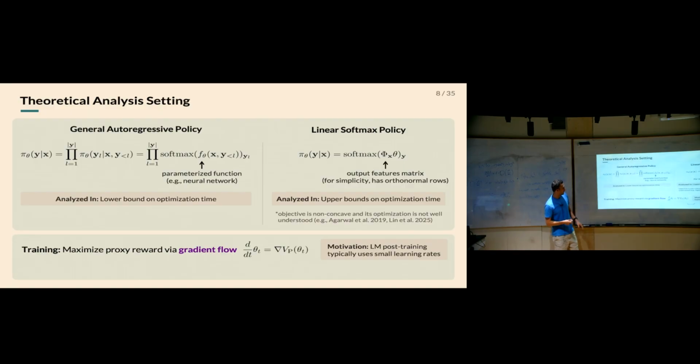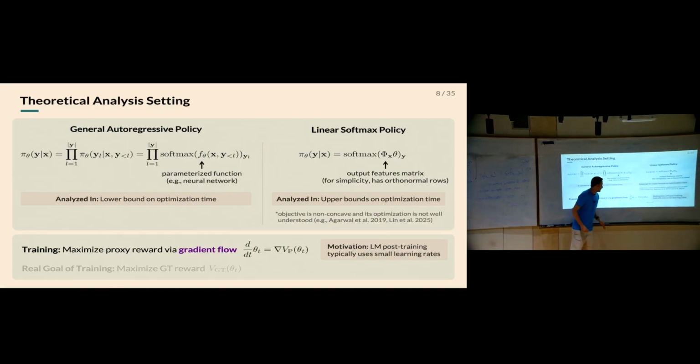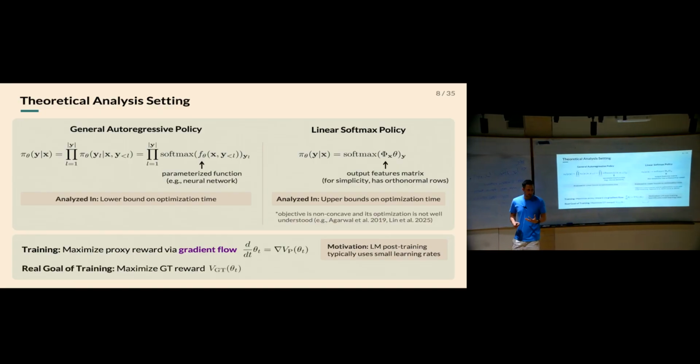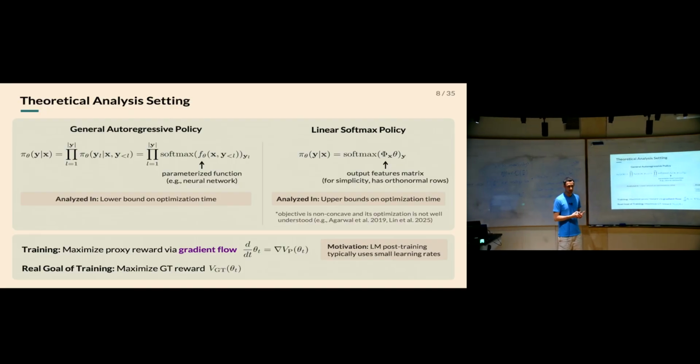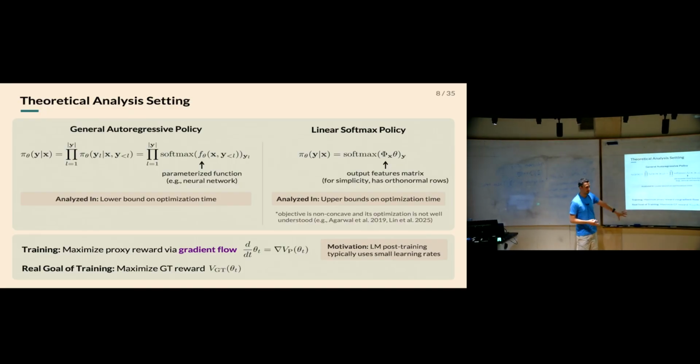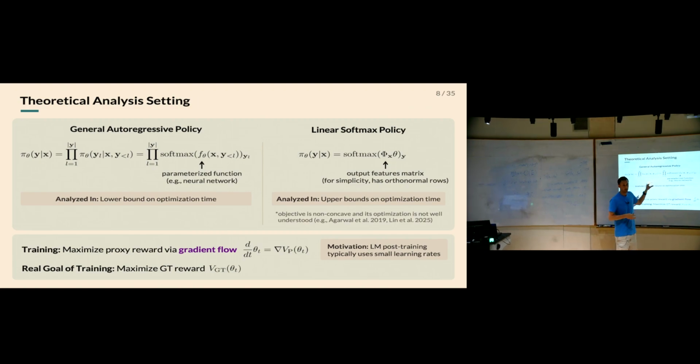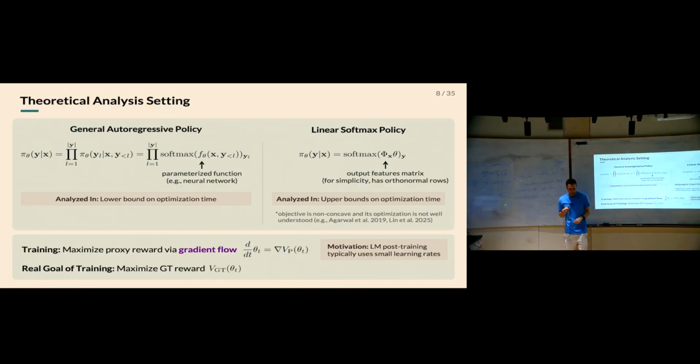And lastly, what I'd like to remark is that we're maximizing the expected proxy reward, but what we really care about, right, is the expected ground truth reward. Okay? All right, so that's the setting. You don't really have to memorize this, but just in case you want to have in the back of your mind the exact technical details of the policy that we analyze.